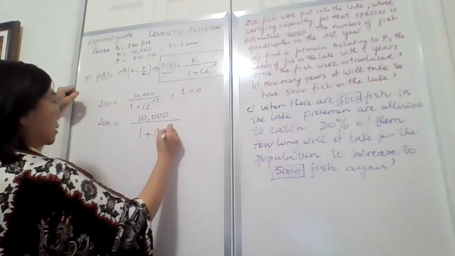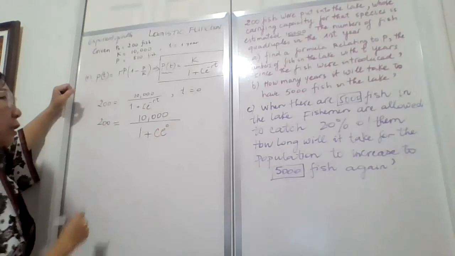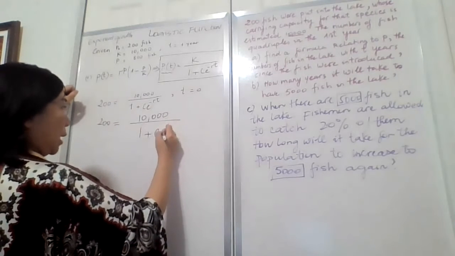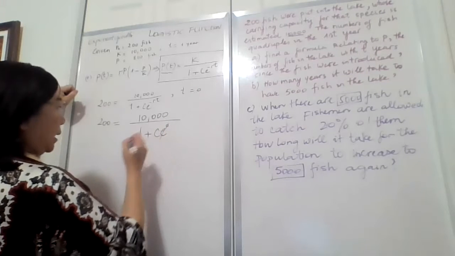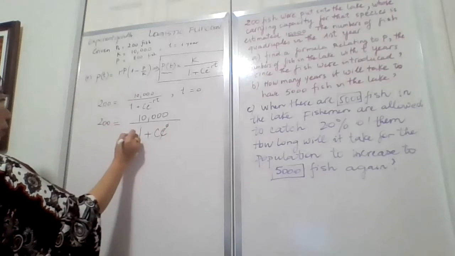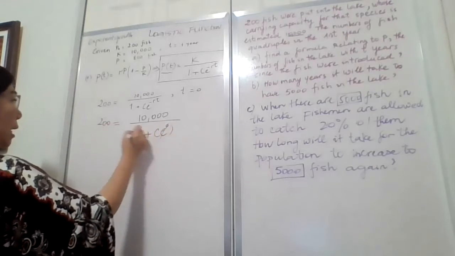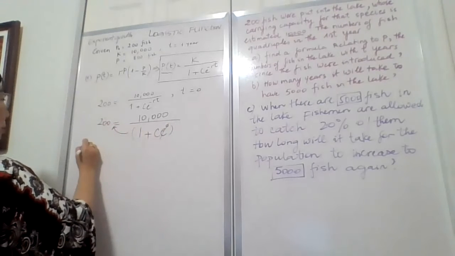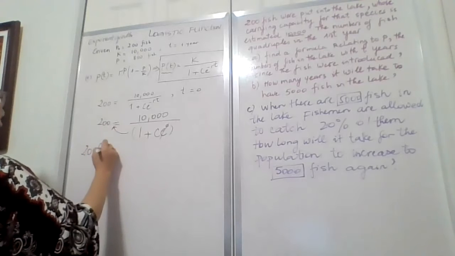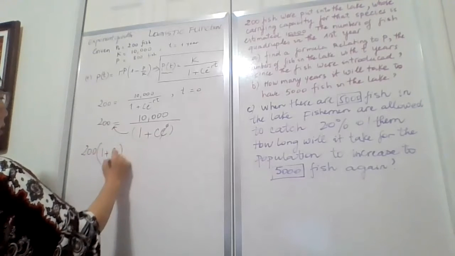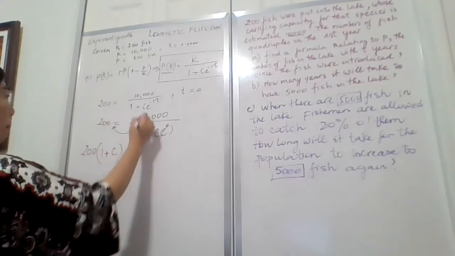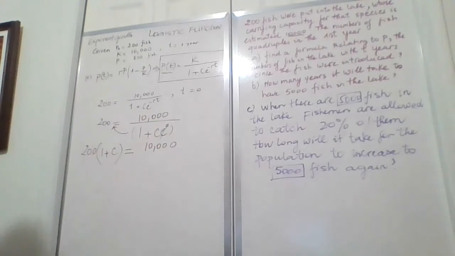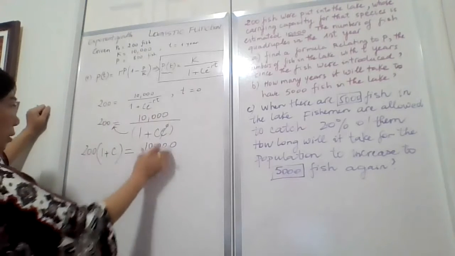So the whole exponent becomes 0, and I can write it as C e to the 0. e to the 0 is 1, so we can cancel that, and it's just 1 plus C. Kick this bracket up here: divide becomes multiply. 200 times 1 plus C equals 10,000. So that's how we solve the equation.